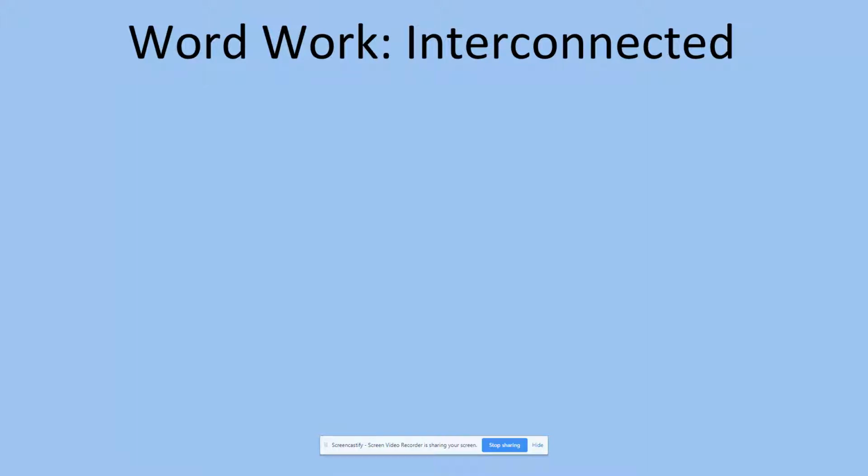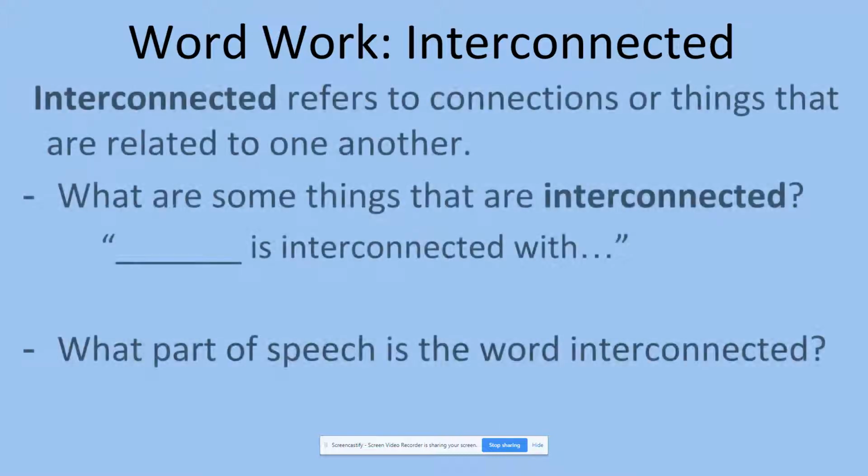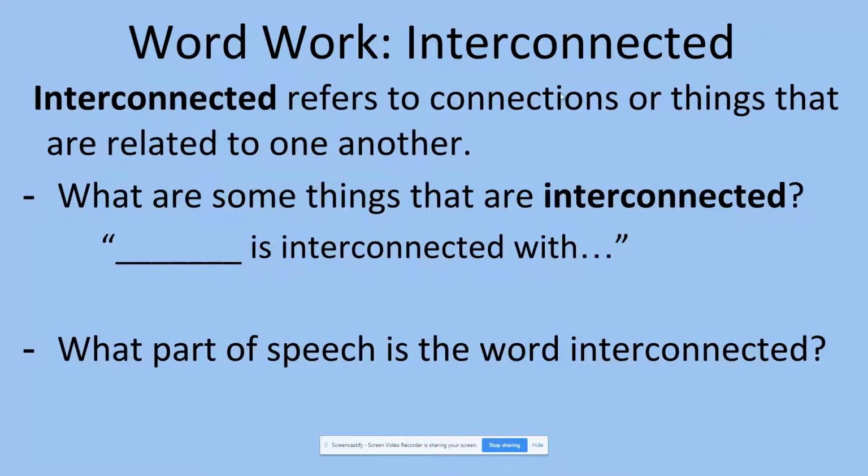So let's look for a minute at one of our special vocabulary words. Say the word in your head with me as I say it. Interconnected. Interconnected. In the read aloud, you heard Ricardo say that he was in the 4th grade and he was fascinated by the human body and its complex, interconnected systems. Interconnected refers to the connections or things that are related to one another. So think about, what are some of the things that are interconnected?